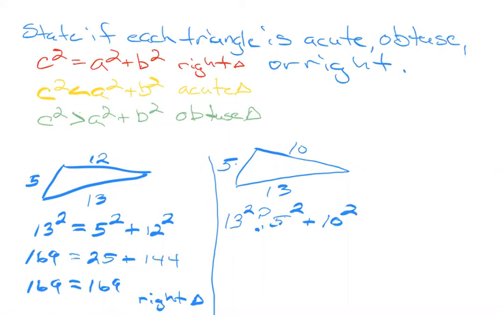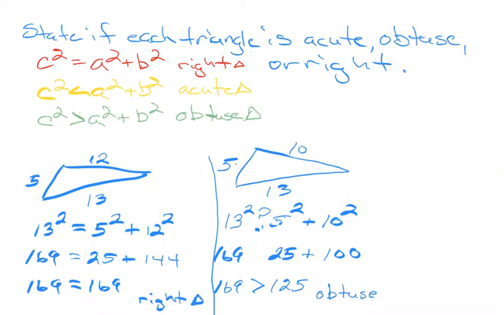So we're going to see if this equals. Again, 13 squared is 169. 5 squared is 25. And 10 squared is 100. Then we add these two up together, you get 125. Bring this 169 down, and it is greater than 125. Since it's greater than, it works out to be obtuse. So we say this is an obtuse triangle.